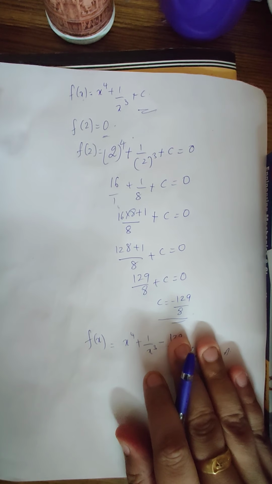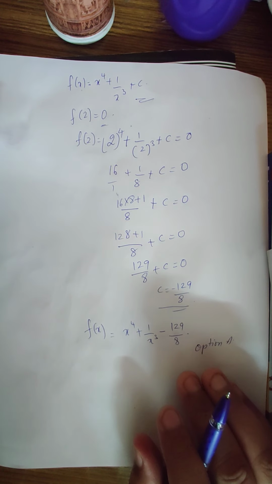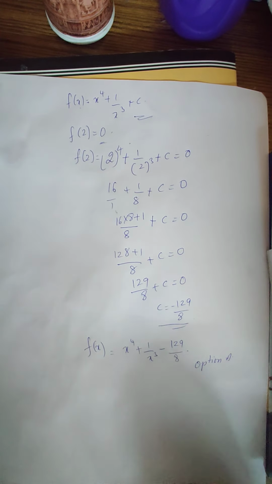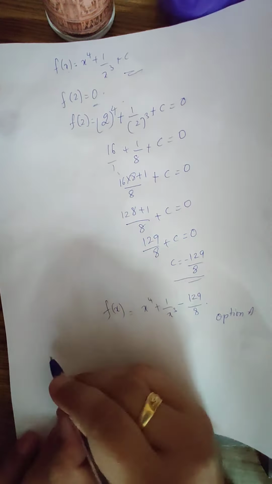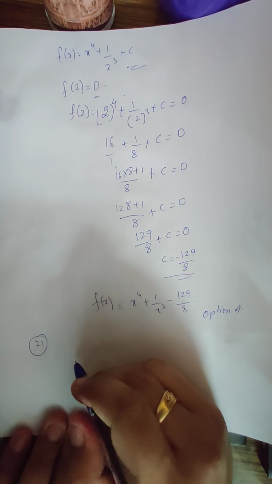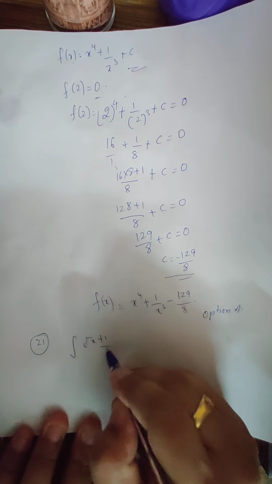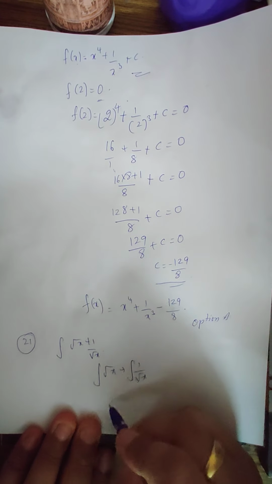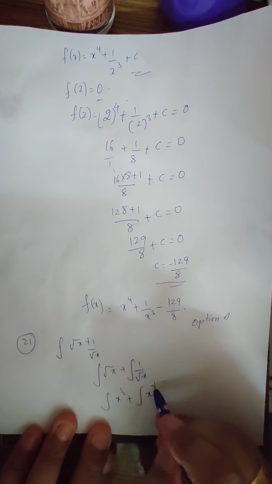Similarly, the question I solved was question number 22. I think I missed question number 21. Question number 21 is finding the antiderivative of root x plus 1 by root x. So that will be the integration of root x plus the integration of 1 by root x. So the integration of x power 1 by 2 plus the integration of x power minus 1 by 2.